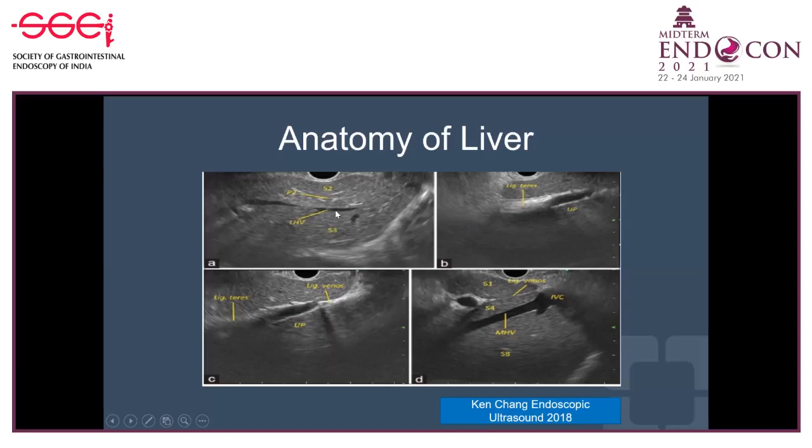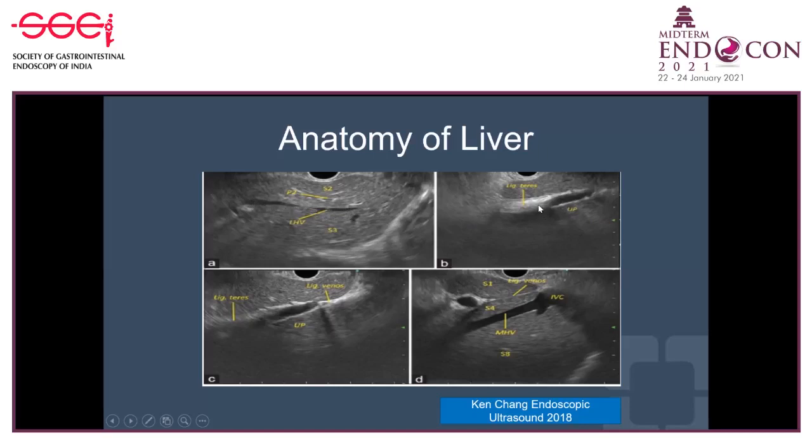Some important things to keep in mind is the portal vein and the branches of the portal vein, like this marked here, they have thick hyperechoic walls, whereas the bile duct is anechoic without any echogenic wall. Hepatic veins also don't have significantly thick or echogenic walls. So you see this beautiful longitudinal left hepatic vein.